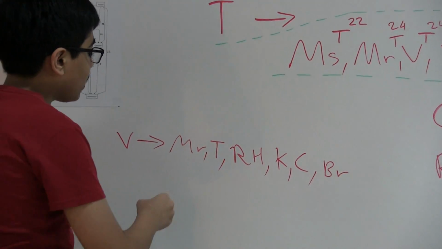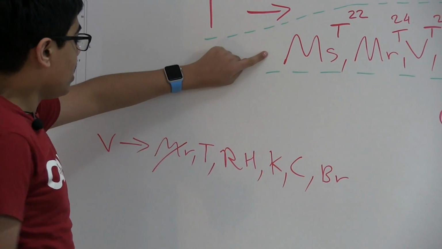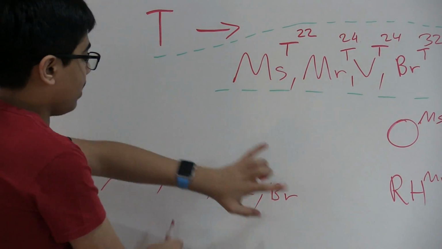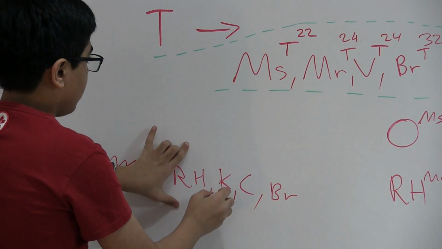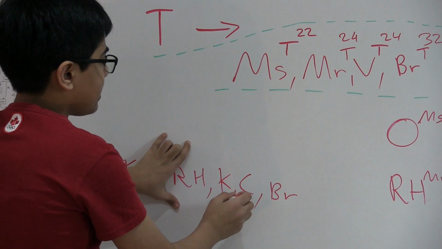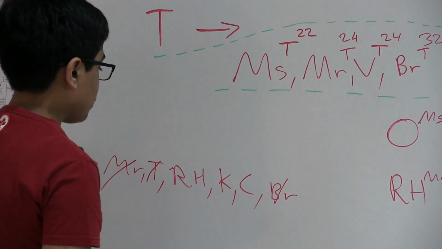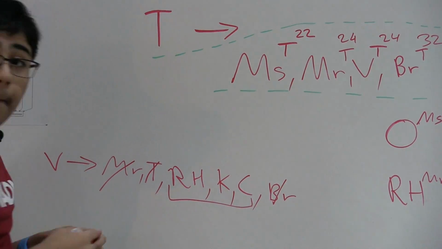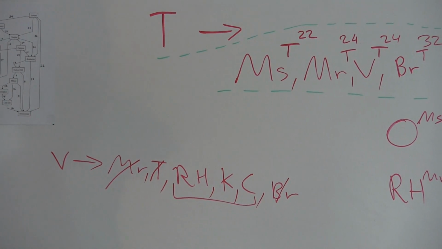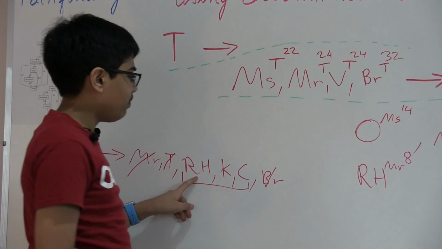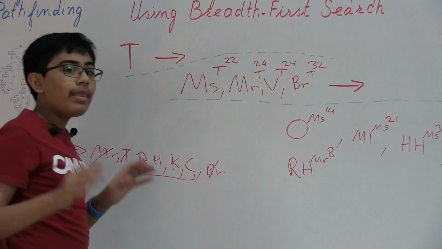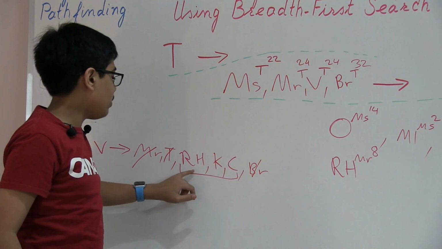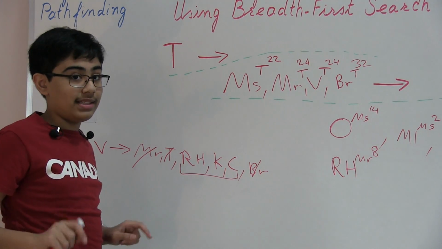So Markham already exists in this set. Toronto already exists in the first set. Richmond Hill I'll talk about in a moment. King does not already exist. Caledon does not exist, but Brampton does. So we've narrowed it down to Richmond Hill, King, and Caledon. But then you take a look and say, hey, but wait, Richmond Hill already exists in the set. Well, we don't remove this new Richmond Hill just yet.